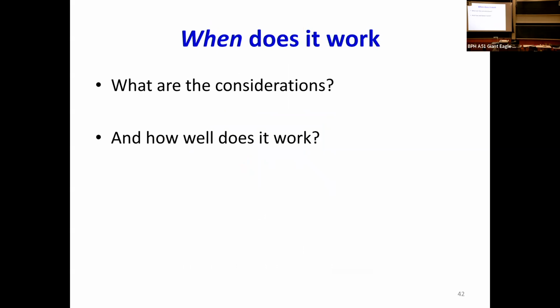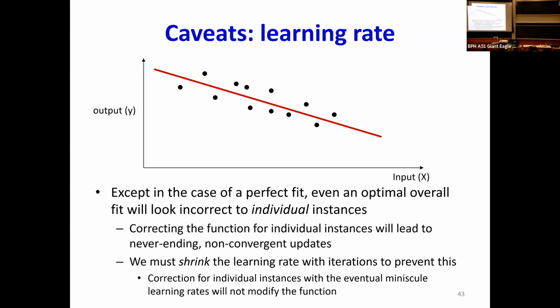So yeah, that's the general principle. But when does it work and what are the considerations? Let's take a slightly closer look. The first issue we'll look at is the learning rate. I said there were two caveats, right? One is it had to be randomized. The second one is the learning rate.